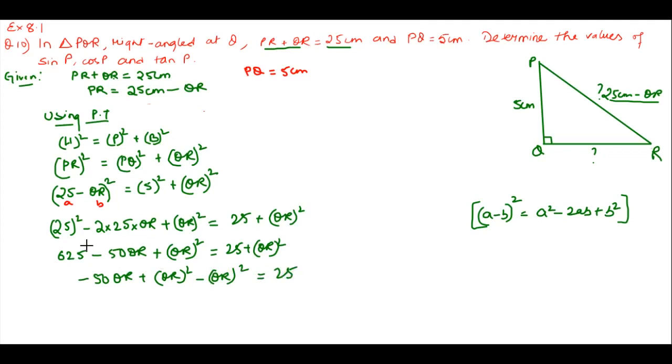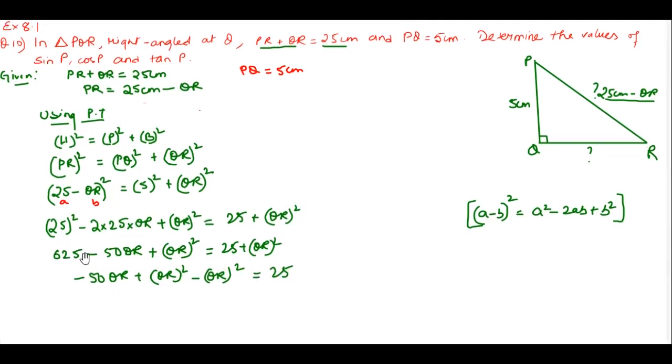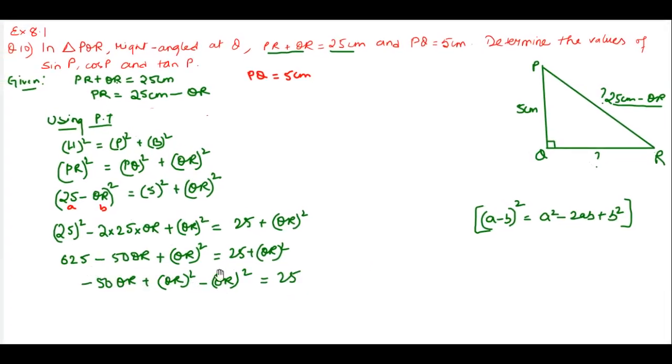Now what about this 625? This 625 should be with 25, right? It should be with 25 because both are numbers. So 625, if we transfer it to the right hand side, what sign does this 625 have? It has a plus sign, right? So this will become minus 625.